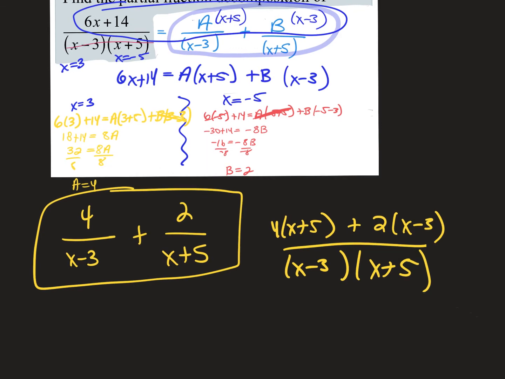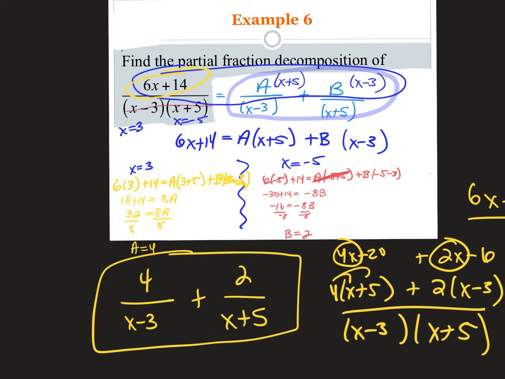So if you distribute this, I have 4x plus 20, right? Plus 2x minus 6. What's 4x plus 2x? 6x. What's 20 minus 6? 14. Is that what we started off with over here? Yep. Then you're right. You will do that the same way every single time.